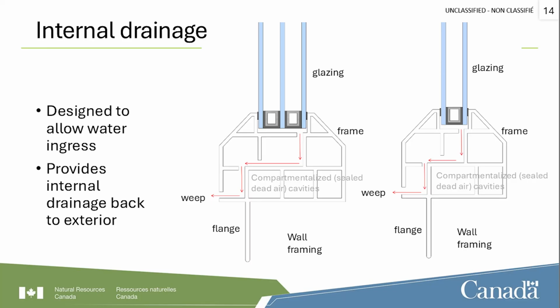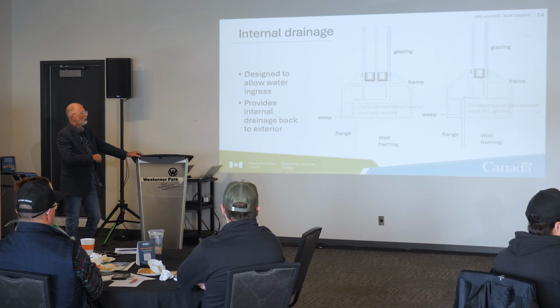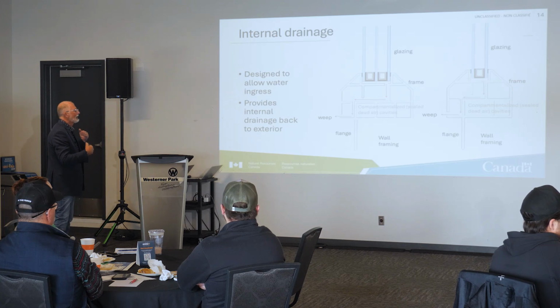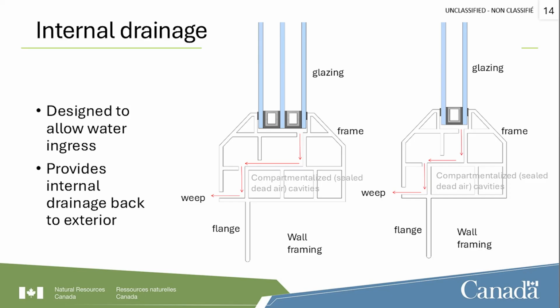So if you pull a window apart and take the glazing out, you'll find little openings that lead all the way to the outside to weep out of the building. Or weep out of the window, I should say. So those compartments take that water that gets in there and drain it back outside. Why do they work? Because of the way they're designed.